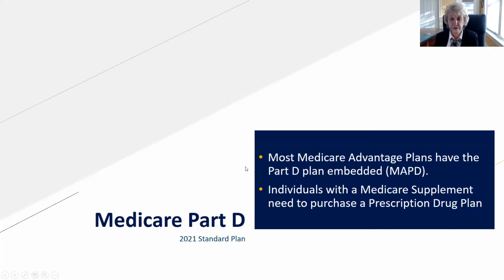So that concludes our conversation today on Medicare Advantage and Medicare supplements. We will now turn very briefly to a discussion of Medicare Part D. Most Medicare Advantage plans have a Medicare Part D prescription drug plan embedded, so they become known as an MAPD, or a Medicare Advantage prescription drug plan. If you are in a Medicare supplement, you will need to purchase a standalone prescription drug plan.